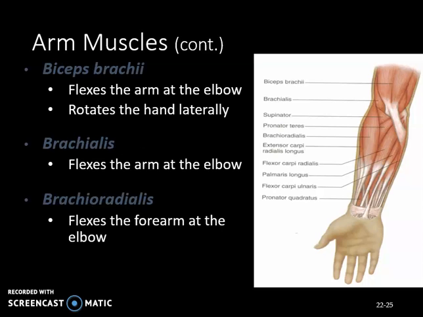Biceps brachii, it gets its name because there are two parts of the bicep. Brachialis flexes the arm at the elbow. So here you're seeing the brachialis here. And the brachioradialis is kind of the only muscle of the lower arm that I want you guys to know. And just understand that it starts in the brachii region, but then goes on the radial side, the radius side. Remember, above from the thumb is the radius muscle.